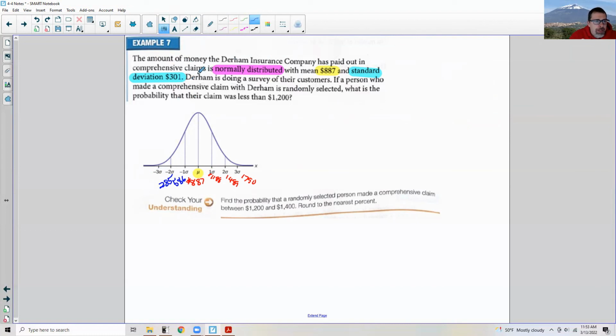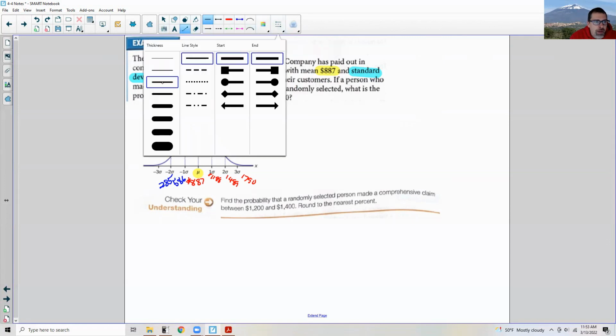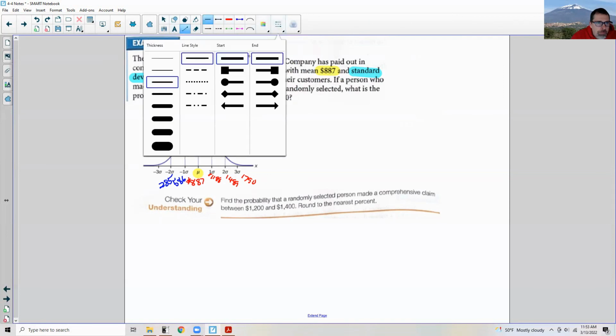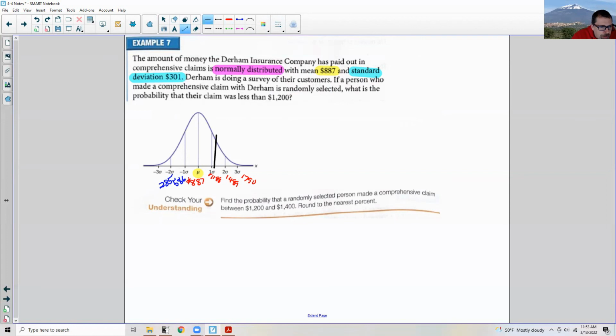So let's continue. Now it says Durham is doing a survey of their customers. If a person who made a comprehensive claim with Durham is randomly selected, what's the probability that their claim will be less than $1,200? So I'm going to just draw a solid line at 1,200. And 1,188 is here, 1,489 is here. So this is only $12 off.